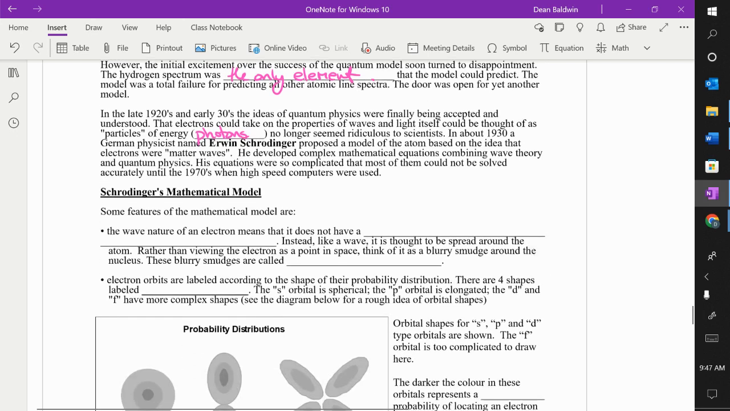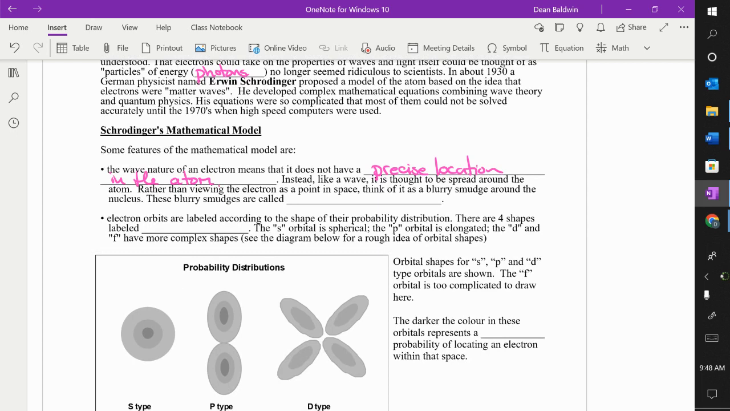And you get into Schrodinger saying that the electron is a wave. So if it's a wave, it doesn't have a precise location in the atom. And this is where you get these probability distributions, which are the blurry images of the orbitals.